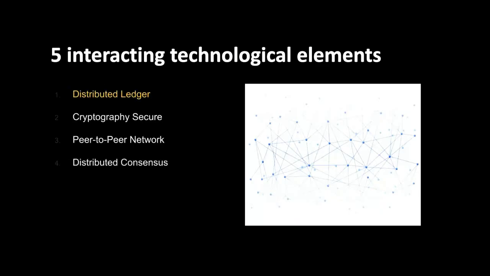So we're going to look at these four core technological elements. The slide's a little bit wrong at the top, but we're going to take a look at what a distributed ledger is. We're going to take a look at what it means when we say cryptographically secure. We're going to talk about peer-to-peer networks and distributed consensus.